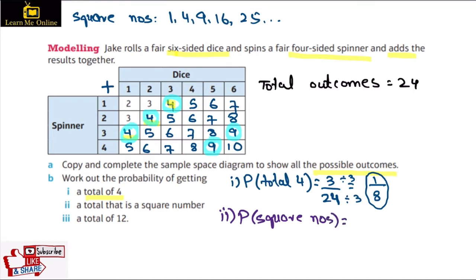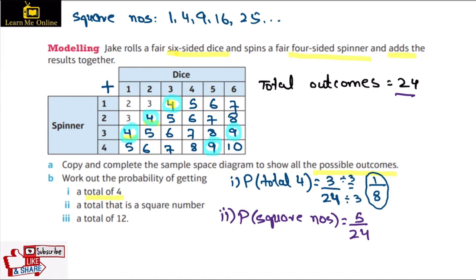So we count how many other square numbers. So that's 1, 2, 3, 4, 5. Altogether we are having 5 square numbers, and in the denominator we always write down the total possible outcomes. So here it's 24. That would be the denominator. Because now we are having 5 and 24, they cannot go in any same times table. So this is already the simplified answer.